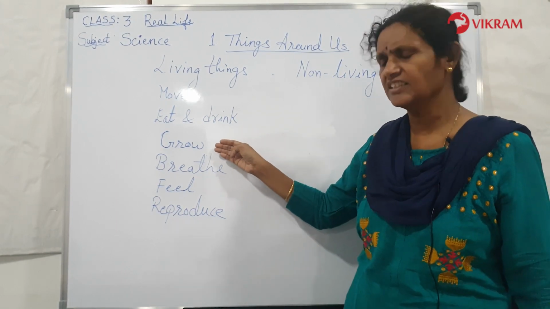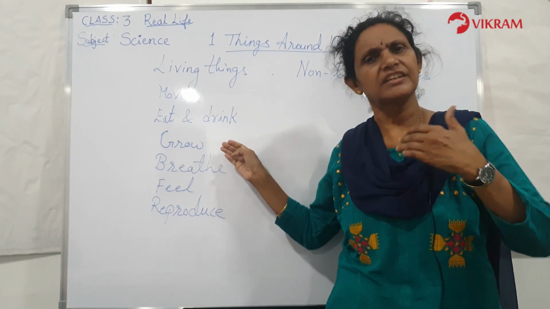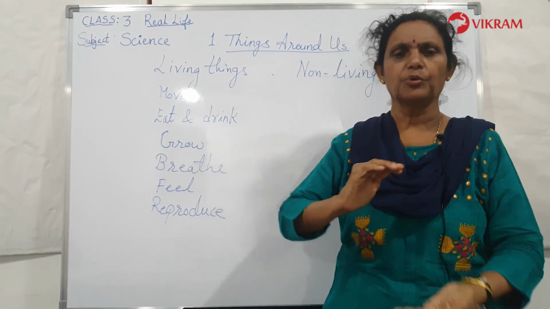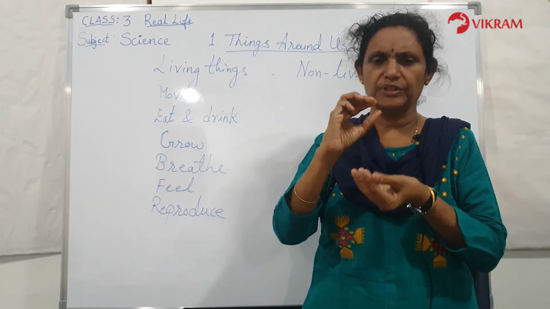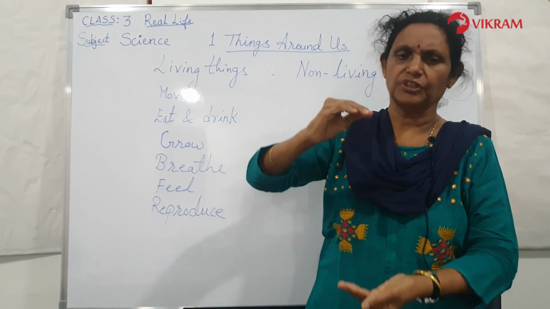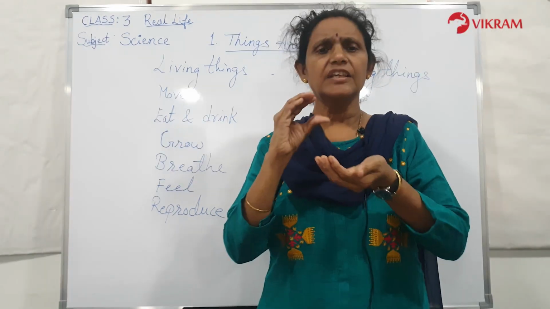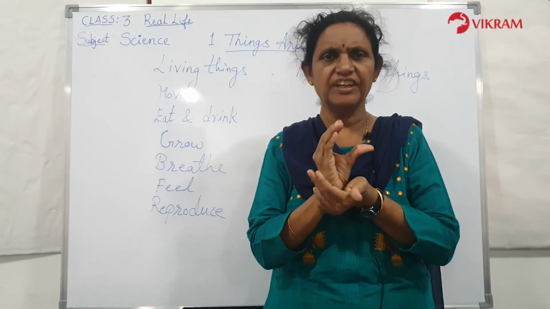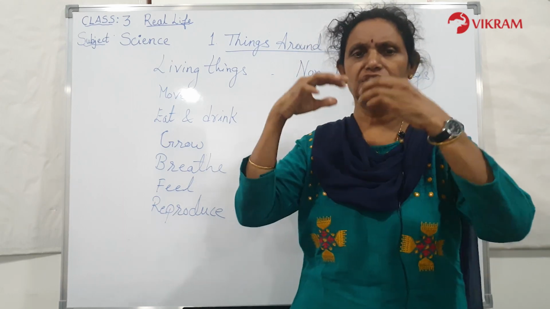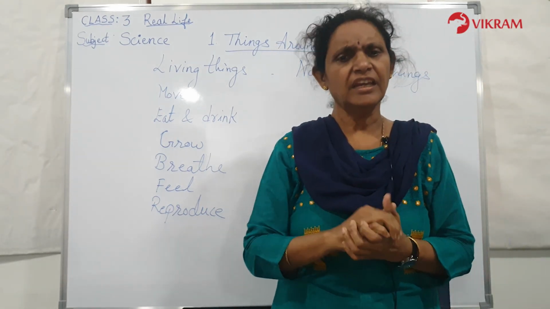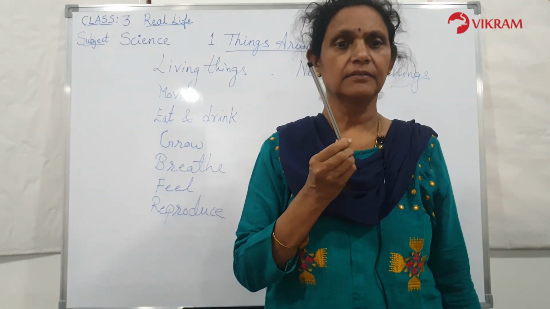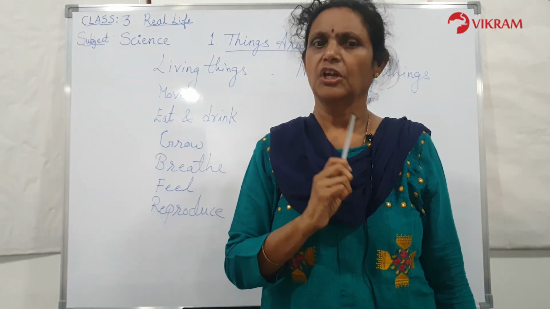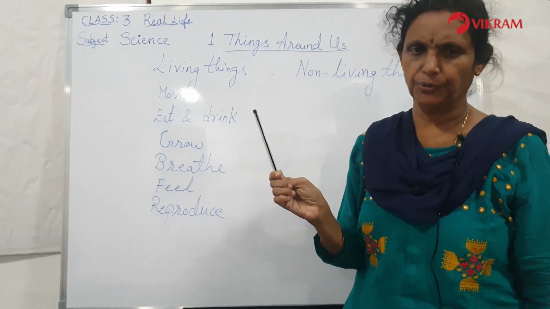Next point, living things grow. All living things grow. A baby grows into a big adult. A seed grows into a plant and the plant grows into a big tree. A small chick breaks out of an egg. The chick grows into a hen. Can a small pencil grow into a big pencil? No, it cannot. Non-living things do not grow.